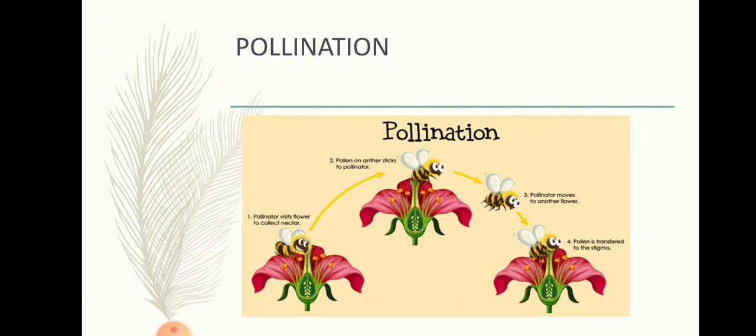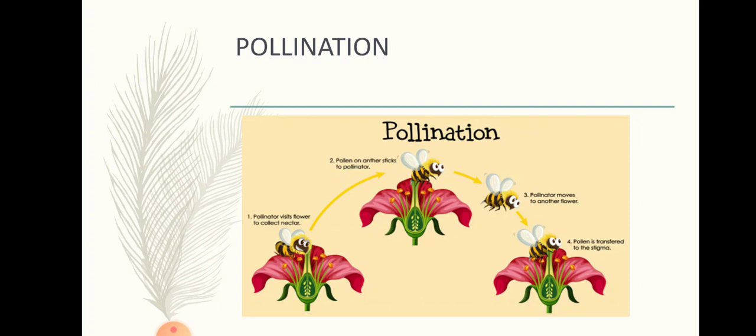After the pollination is done, the fertilization process is carried out, but we'll talk about it later on. After pollination, the male reproductive part fuses with the female reproductive part, and this is how fertilization happens. We have already seen it in class 6th. Now there are two types of pollination, self pollination and cross pollination.